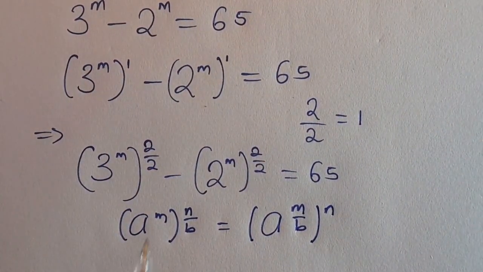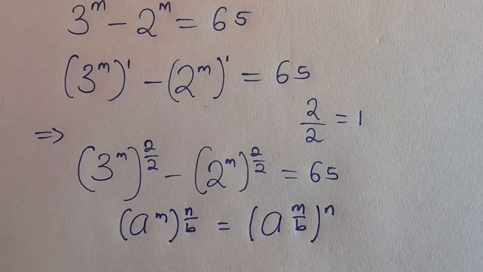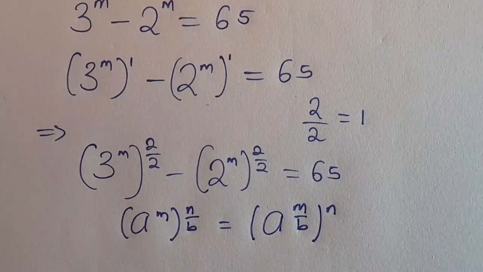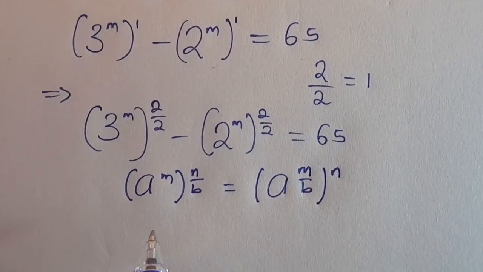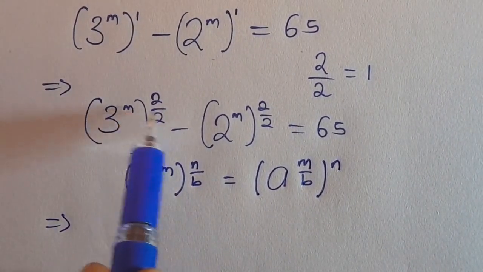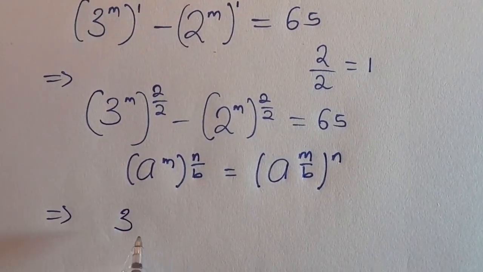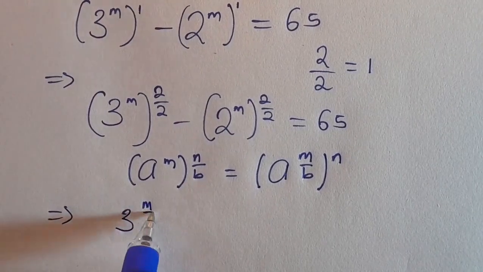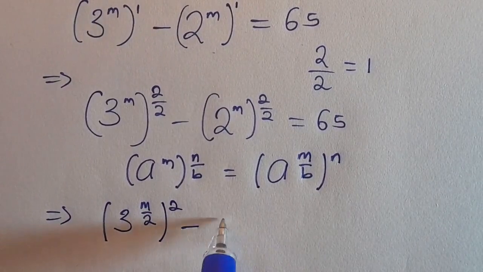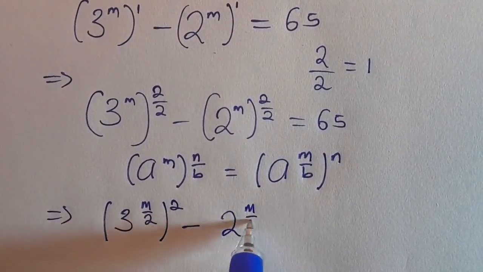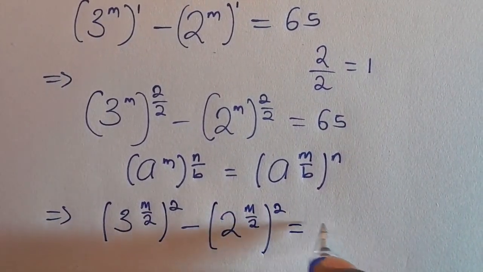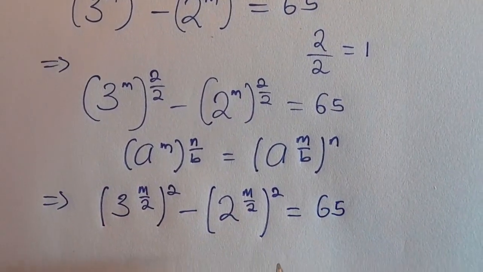Now by applying this simple idea, we can interchange the powers of this as (3 to the power of m divided by 2) all to the power of 2, minus (2 to the power of m divided by 2) all to the power of 2, equals 65.